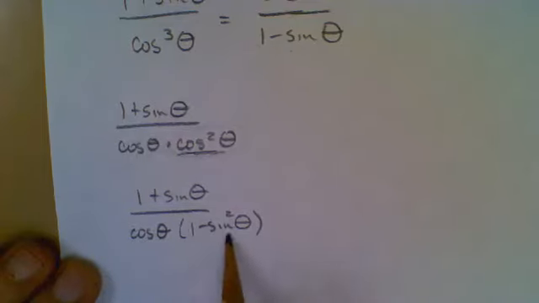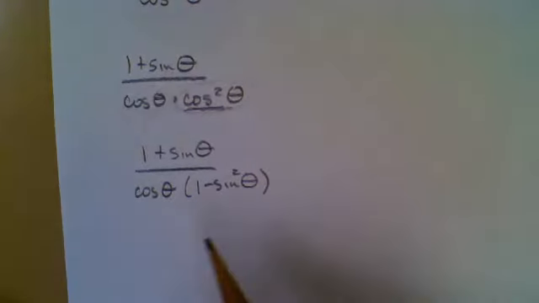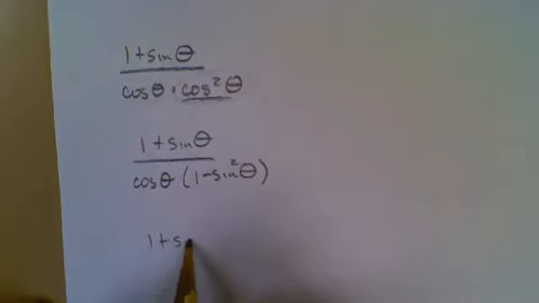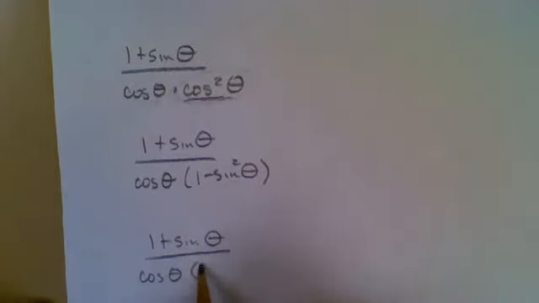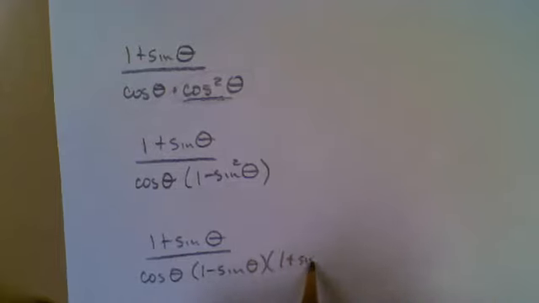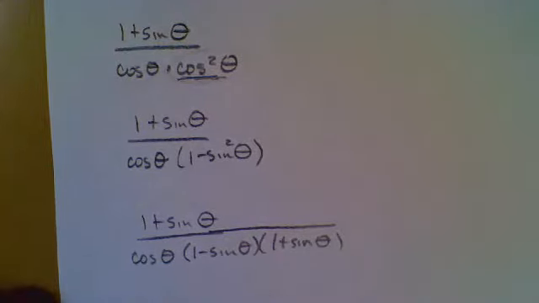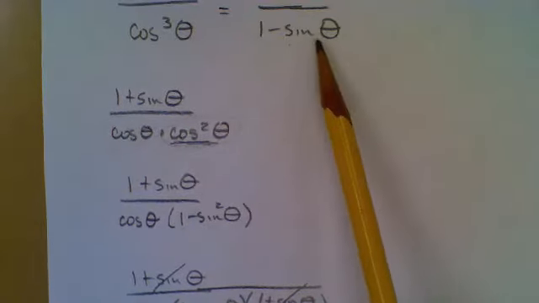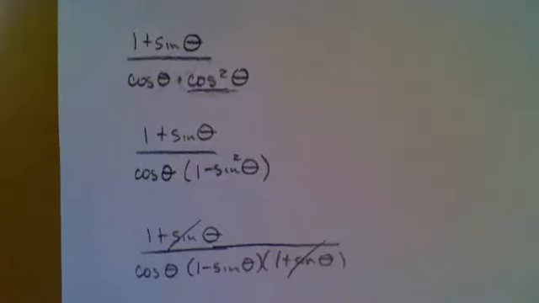When you see this, you should always start thinking about the difference of squares. So that factors into 1 minus sine times 1 plus sine. And once you see that, you see those 1 plus sines drop out, which is good. Remember, what we're trying to get to is we want that 1 minus sine to stay on the bottom, but we want a secant on the top.